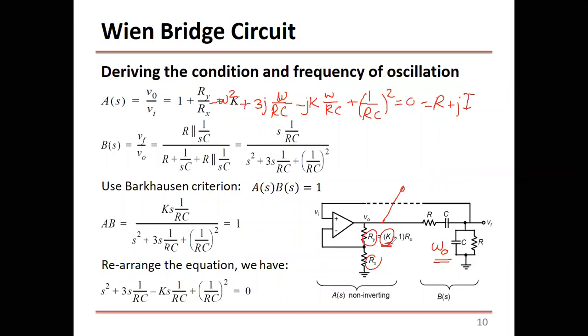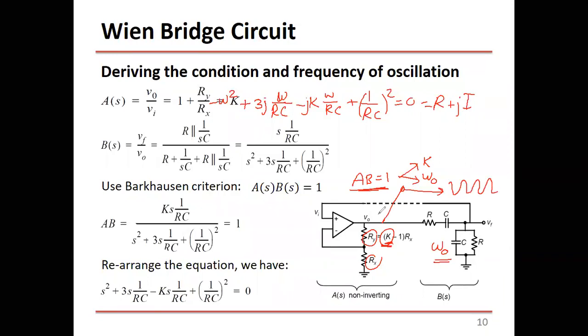And by having this K applying the condition AB equals 1, we can determine two things from here. We can determine K and we determine omega 0, that makes AB equals 1. And under this condition, the output will be an oscillation. So this is the whole idea.